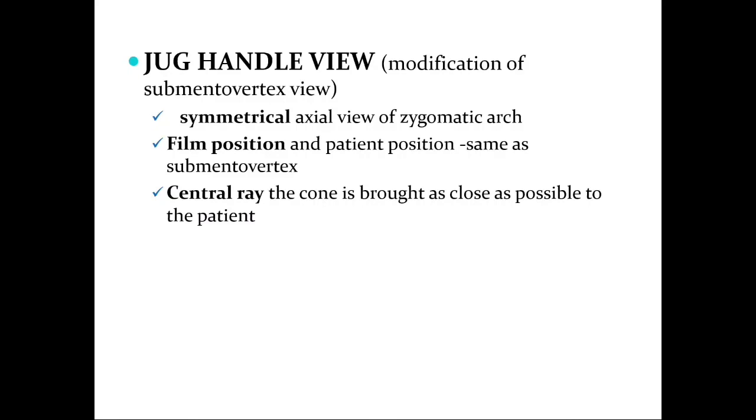In jug handle, around 50 to 60 kVp of exposure is used, and a tube current of around 5 to 9 milliamperes is given, and the exposure time is less than around 50 seconds. So the difference between the submentovertex and the jug handle is only the exposure parameters. And you can view the zygomatic arches in this. If there are any fractures to the zygomatic arches, jug handle view is indicated.